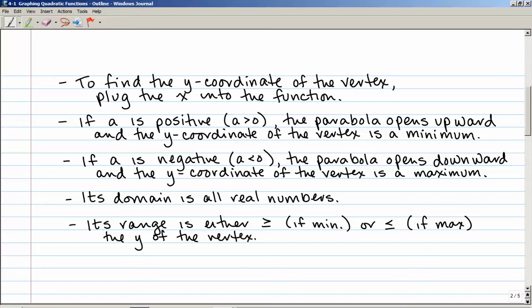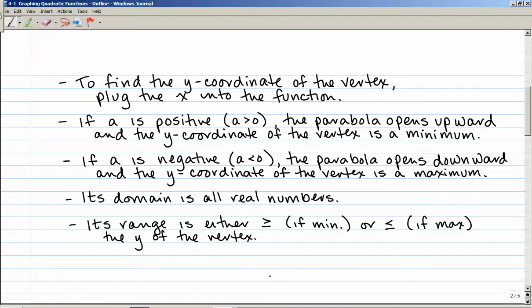If a is a positive number, then the parabola opens upward, and the y-coordinate of the vertex is a minimum. If a is a negative number, then the parabola opens downward, and the y-coordinate of the vertex is a maximum. The domain of a quadratic function is all real numbers, and its range is either greater than or equal to, or less than or equal to, the y of the vertex.